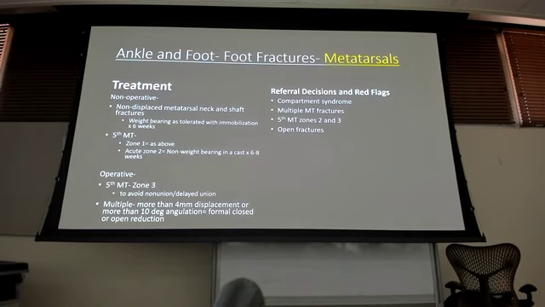And then, like I said, zone 1, we usually put them in a cam boot. They can weight bear as tolerated with it, versus our zone 2, which is the Jones. That's non-weight bearing in a cast, 6 to 8 weeks. Once again, we always worry about compartment syndrome in that lower extremity. Anything with multiple metatarsal fractures, we worry about stability and long-term arthritis risk, so that's going to be a referral to ortho. And then zone 2 and 3 Jones, we refer to ortho, as well as open fractures.